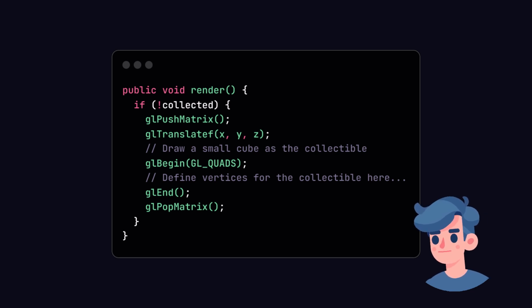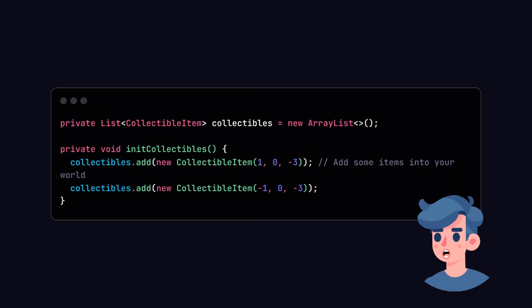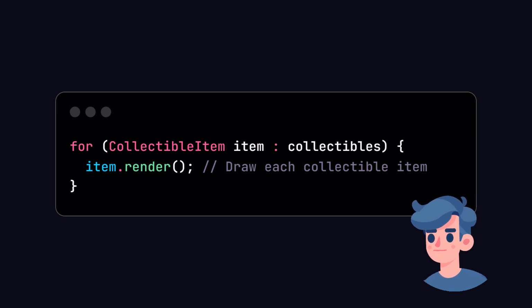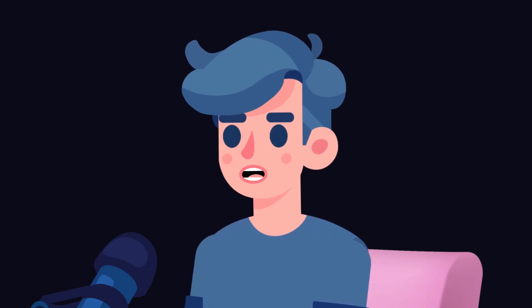Next, we'll create a rendering method within the class to display the item in the game world. Next, create a list to hold our collectible items in the game class. We will initialize this list when the game starts. Call the initCollectibles method inside your init method to populate the collectible items. Now, update the render method to draw all collectible items in your game loop. Run the game, and you should now see collectible items in your world.